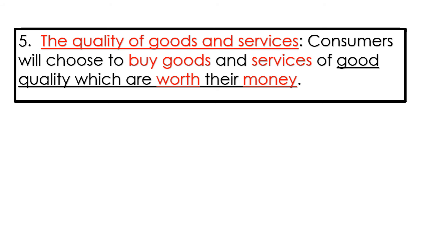Then, number 5, the quality of goods and services. Consumers will choose to buy goods and services of good quality which are worth their money. Underline the words the quality of goods and services. Underline good quality which are worth their money. Alright, students?